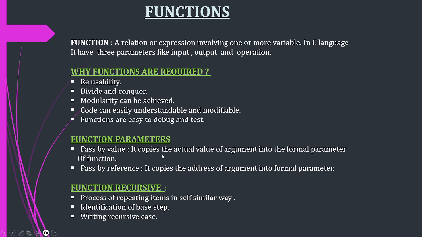There are two types of function parameter passing, passed by value and passed by reference. In pass by value, it copies the actual value of the argument into the formal parameter of the function. In pass by reference, it copies the address of the argument into the formal parameter. Next, function recursion. Recursion is a process of repeating items in a self-similar way. It involves identification of a base step and writing the recursive case.